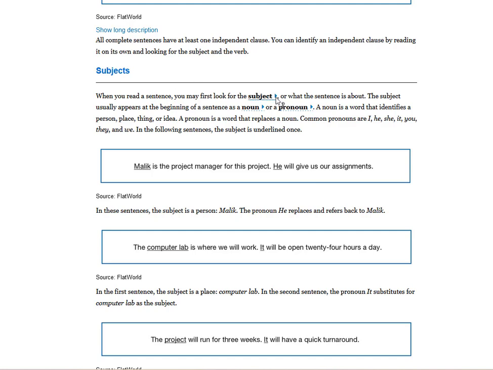The subject is who or what the sentence is about. The subject usually appears at the beginning of a sentence as a noun or pronoun. A noun is a word that identifies a person, place, thing, or idea. A pronoun is a word that replaces a noun. Common pronouns are I, he, she, it, you, they, we.